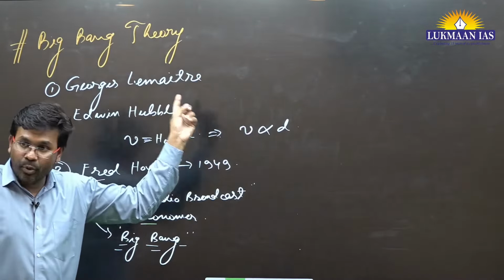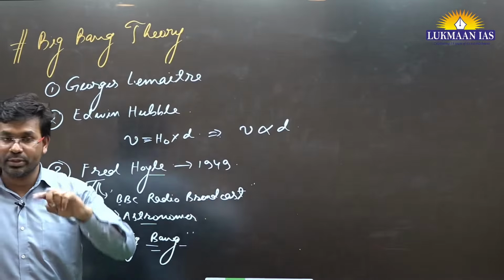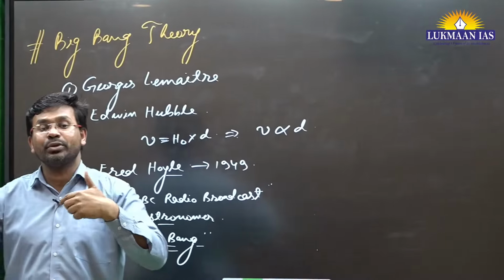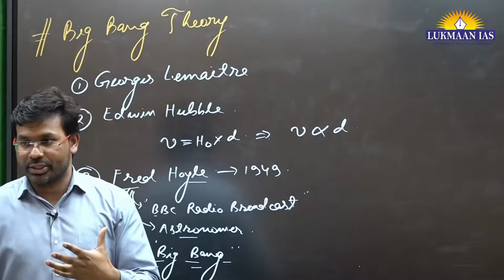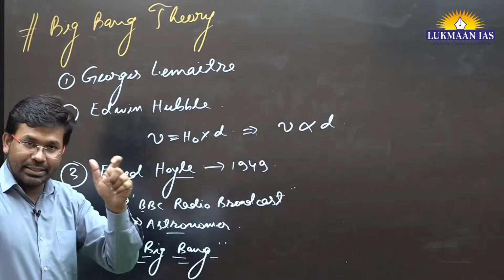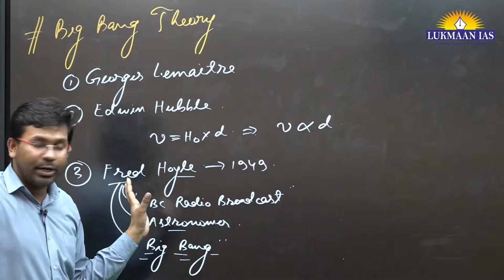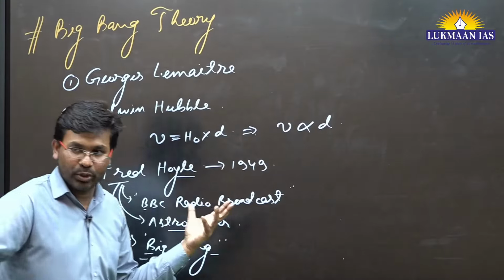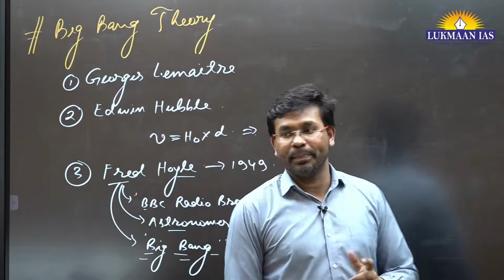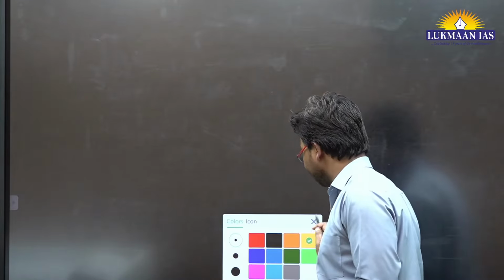Georges Lemaitre was a priest also. He was an astronomer, and then he was a priest in a church. So that's why he said this thing. Then came Edwin Hubble. Then came Fred Hoyle. So these are the people who have postulated this. Now let us understand about Big Bang theory. This is going to be a very important part of the discussion.